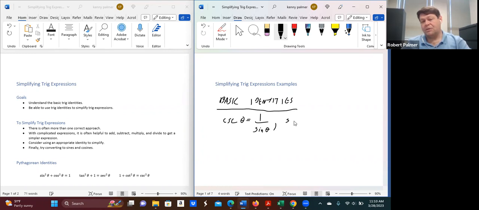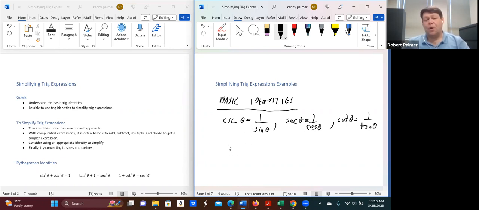Then secant of theta is 1 over cosine. Once again, that one also goes both ways. The cosine is also 1 over secant. And then finally, cotangent of theta is the same as 1 over tangent. So those are some basic identities you're already familiar with.